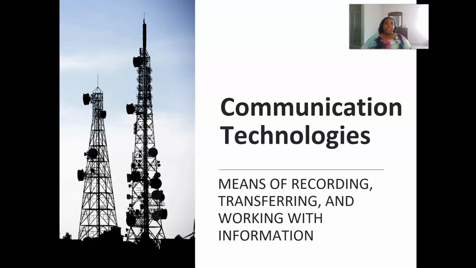So when we talk about communication technology overall, we're talking about the means of recording, transferring, and working with information. That can be such a broad definition. It can be regarding transmitting videos or text messages, articles, information, music. Communication technologies have definitely expanded with the expansion of the internet, high-speed internet technologies, and computers.